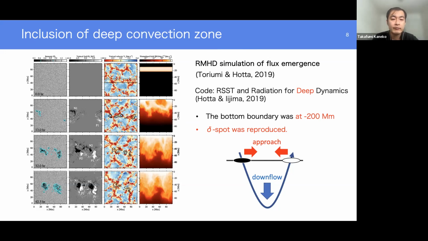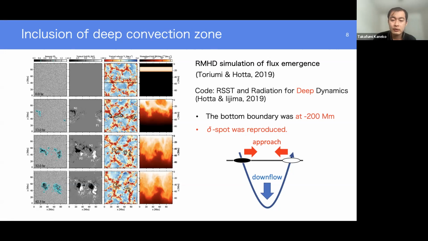As time goes on, a downflow plume extends to the deeper layer, until the end of the deeper layer, and the flux lobe is pulled to the deeper layer. Then in the photosphere, the ends of the flux lobe approach each other and finally collide. The opposite polarities collide. By this process, the delta sunspot was reproduced in their simulation.